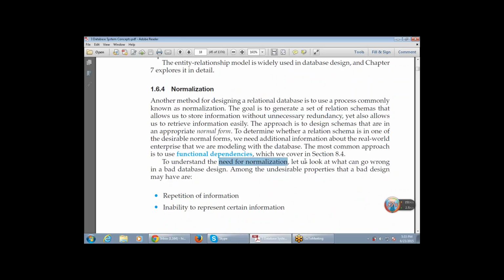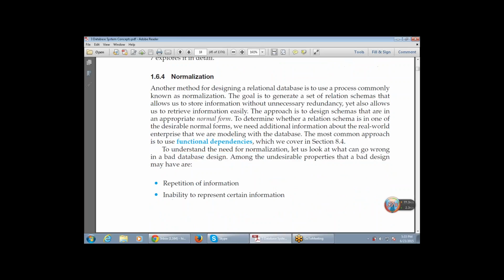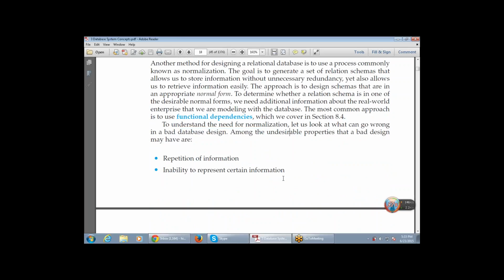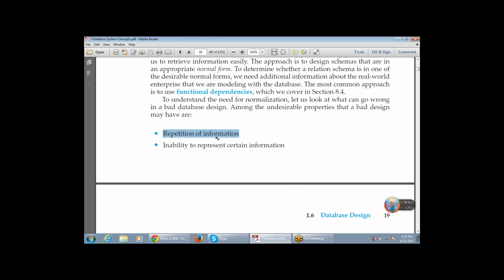To understand the need for normalization, let us look at what is going wrong in a bad database design. So what is a bad database design? One that contains a repetition of information. If a database contains a repetition of information, that is a bad database design. Then there is the inability to represent certain features or certain information.